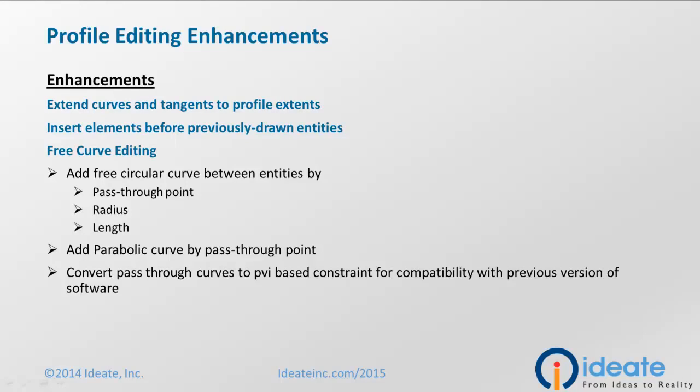You can now create a free curve by a pass-through point for parabolic and circular curves. This leads me to the addition of the tool that allows you to create a free curve, circular curve, by choosing entities. Previously, you could only add a parabolic curve this way. There are 3 sub-entity-based methods you can use to add a circular curve: by a pass-through point, a radius, or length. I will show you this in the software in a moment. You can also convert the pass-through curves to PVI-based constraints for compatibility with previous versions of the software.